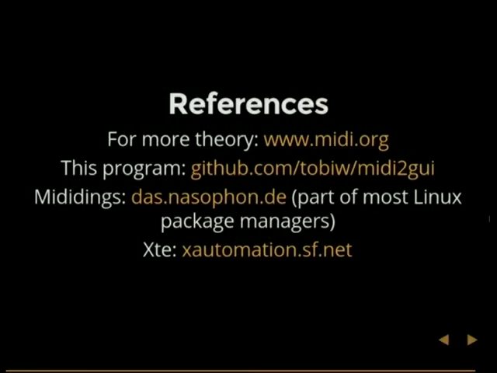So in terms of references, just a few. MIDI.org is where you find the specification and info on MIDI, Wikipedia, and so on, of course, as well. My program's on GitHub. If you just look for Tobi W, you'll find it. There's sadly not too much out there yet on my GitHub. And mididings is really well documented, and just apt-get install python-mididings works as well. So it's in Debian and Ubuntu.